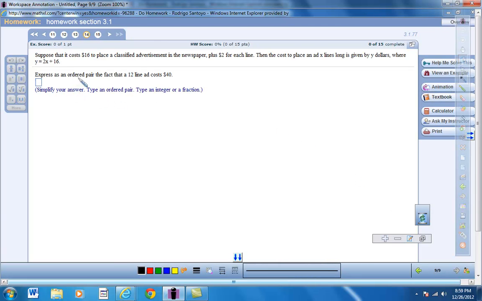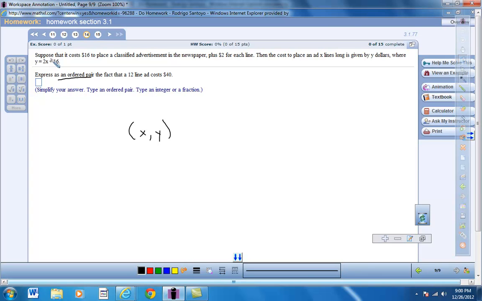All right, this is a nice word problem. What they want you to do with this word problem is, like it says here, express as an ordered pair. Remember, an ordered pair is going to be like this. So our solution is going to be something like this. We're just going to find what the x and what the y is.